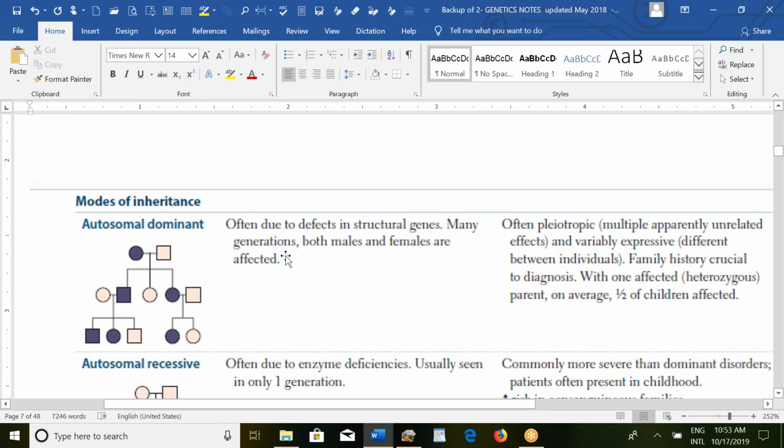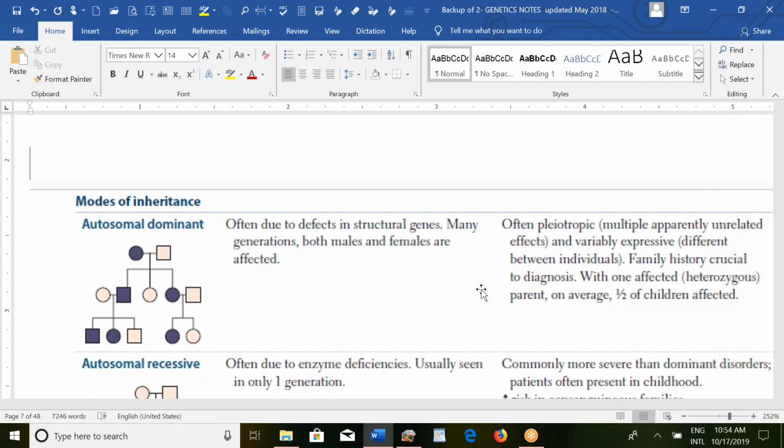Many generations will be affected. Both males and females are affected. You know, these circles denote females, and squares mean male. So you can see it is going in a vertical way, and both genders are affected. Often they are pleiotropic, which means multiple apparently unrelated effects, and variably expressive. They will have different traits between different individuals.